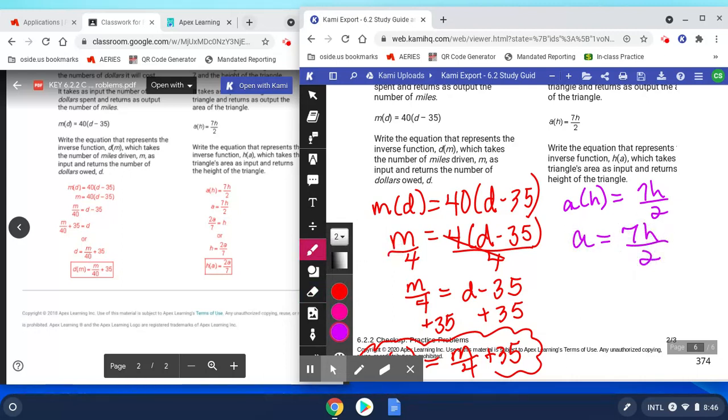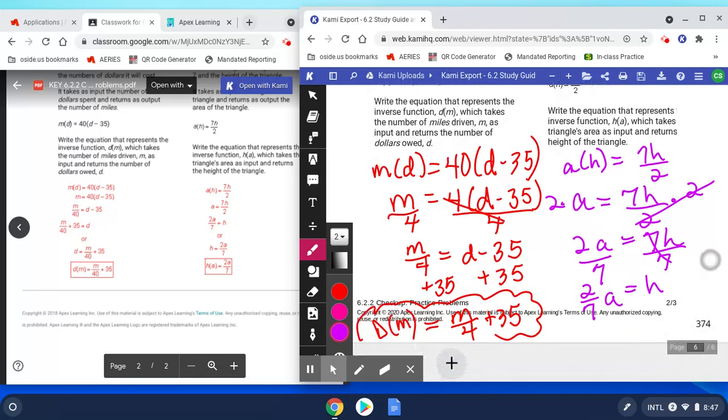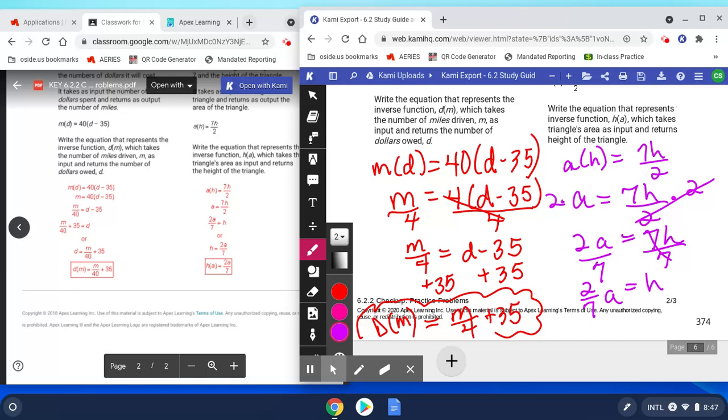And we're going to solve backwards to get the h by itself, the different perspective. This time I want the height. So 2a equals 7h, divide both sides by 7, and we get that h is equal to 2/7 a. So I now rewrite this as h of a. What is my height in terms of the area? And I can now plug in an input of an area to get the height. I just found the inverse, the opposite, a different perspective.